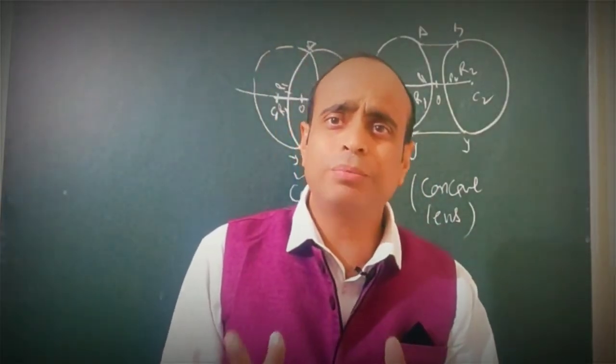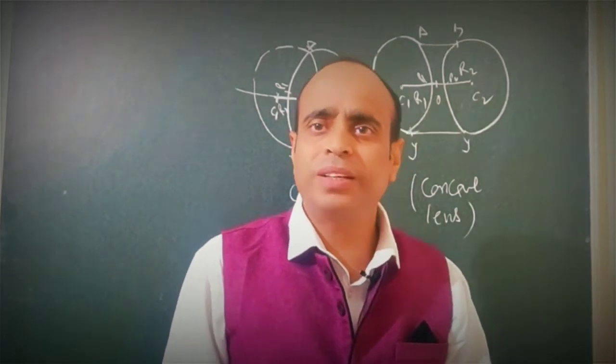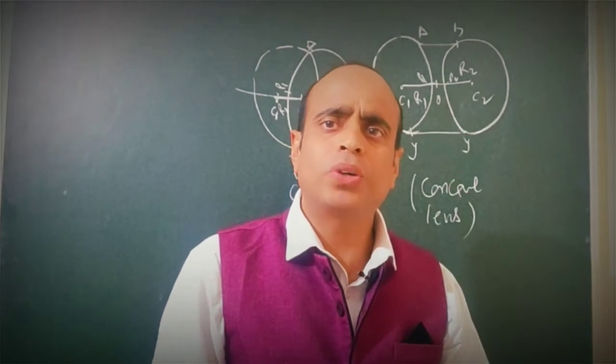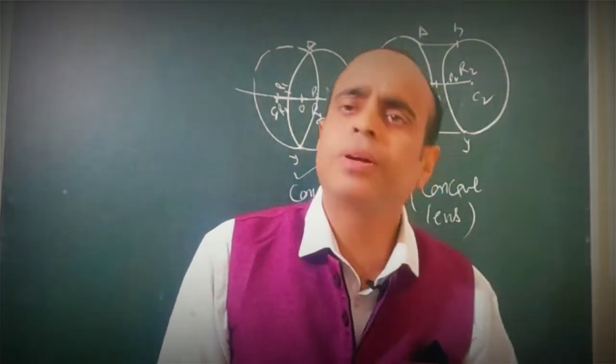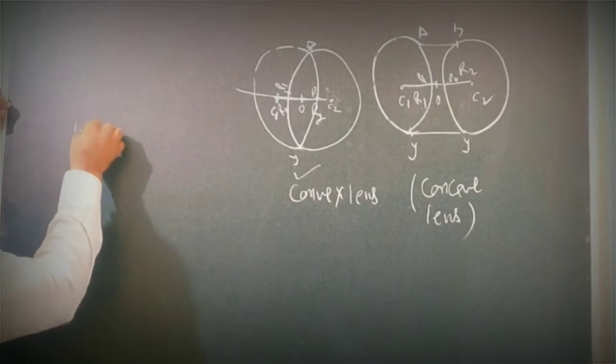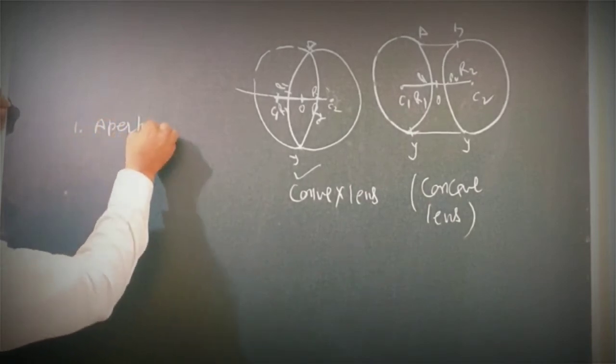Now what does this mean? How does image formation take place in these two lenses? Let us have a few terminologies associated with it. I will write them one by one. First is your aperture. What do you mean by aperture?